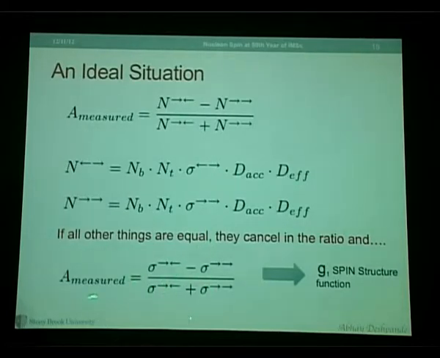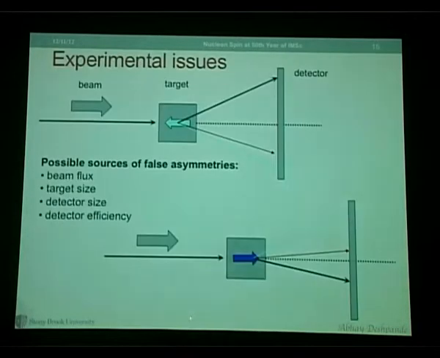This is really what you are after. The measured asymmetry then becomes G1, the spin structure of the proton, or is connected to the G1 spin structure of the proton. Every term that you can control in this form and that form must be identical, because that's the only condition in which all these terms cancel. And this is where the experimental challenge comes in. Why does it matter? Here is, again, a little bit more detail of that.